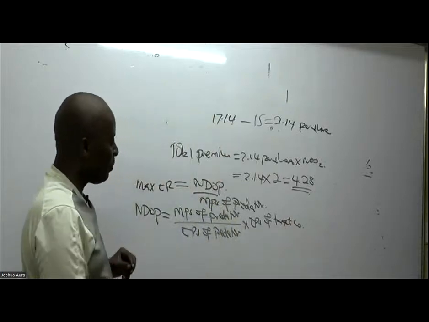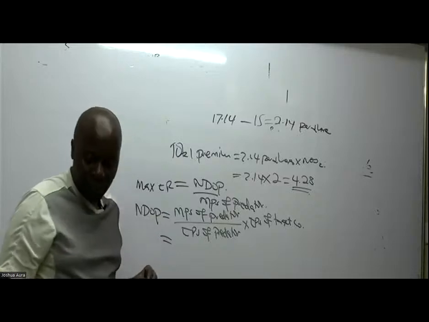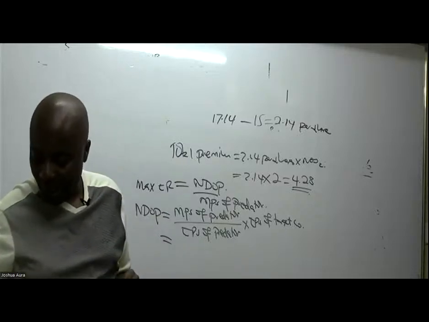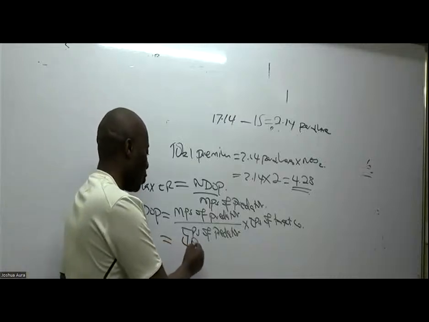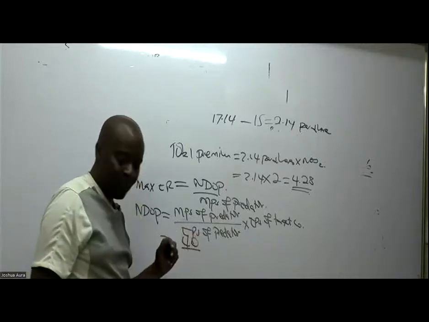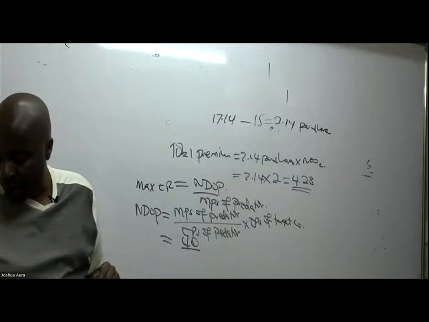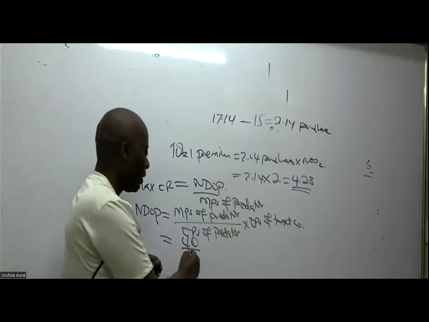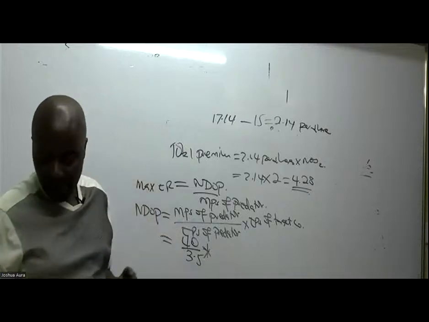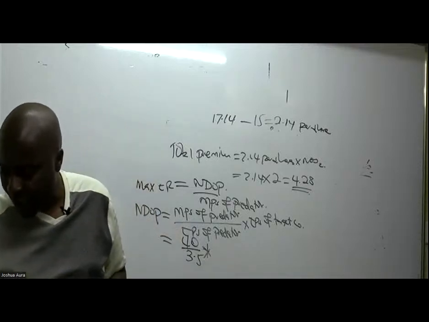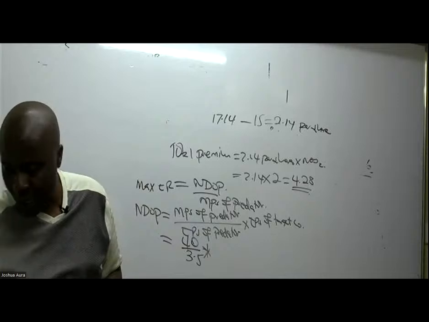So MPS of the predator has been given already, this is 40. So we have 40 divided by EPS of the predator, which is 3.5, times EPS of the targeted company, which here is 1.5.